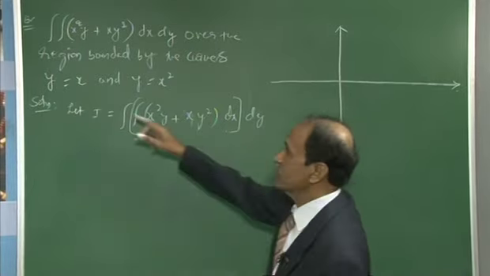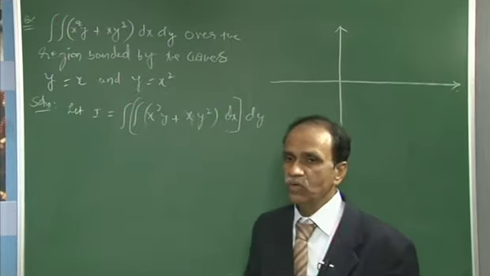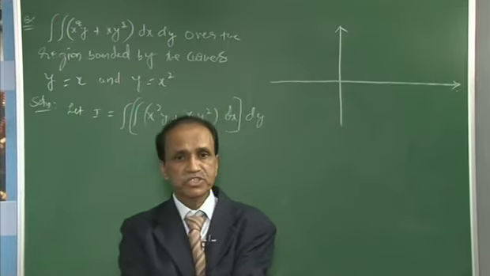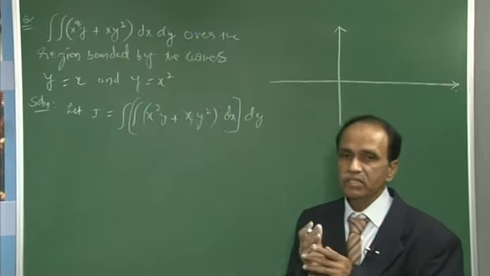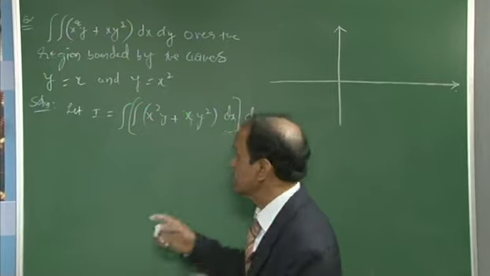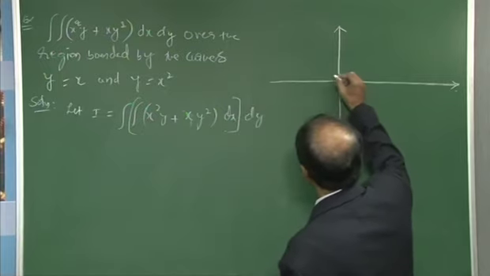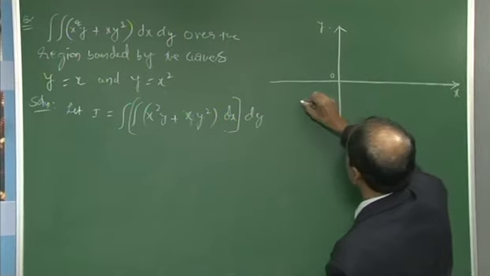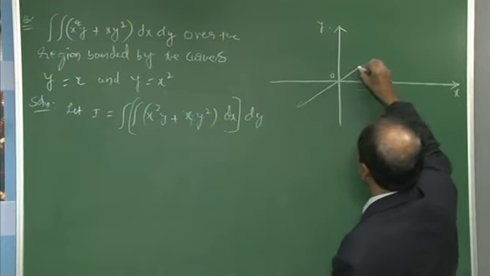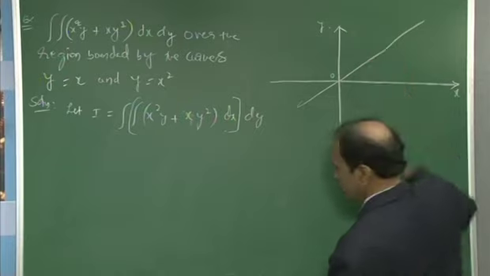Straight line means y is equal to x. What kind of equation is it? It is a homogeneous equation. That homogeneous equation plot means a straight line passing through the origin. Let me write: this is the origin O, this is y and this is x. Then the straight line goes like this.